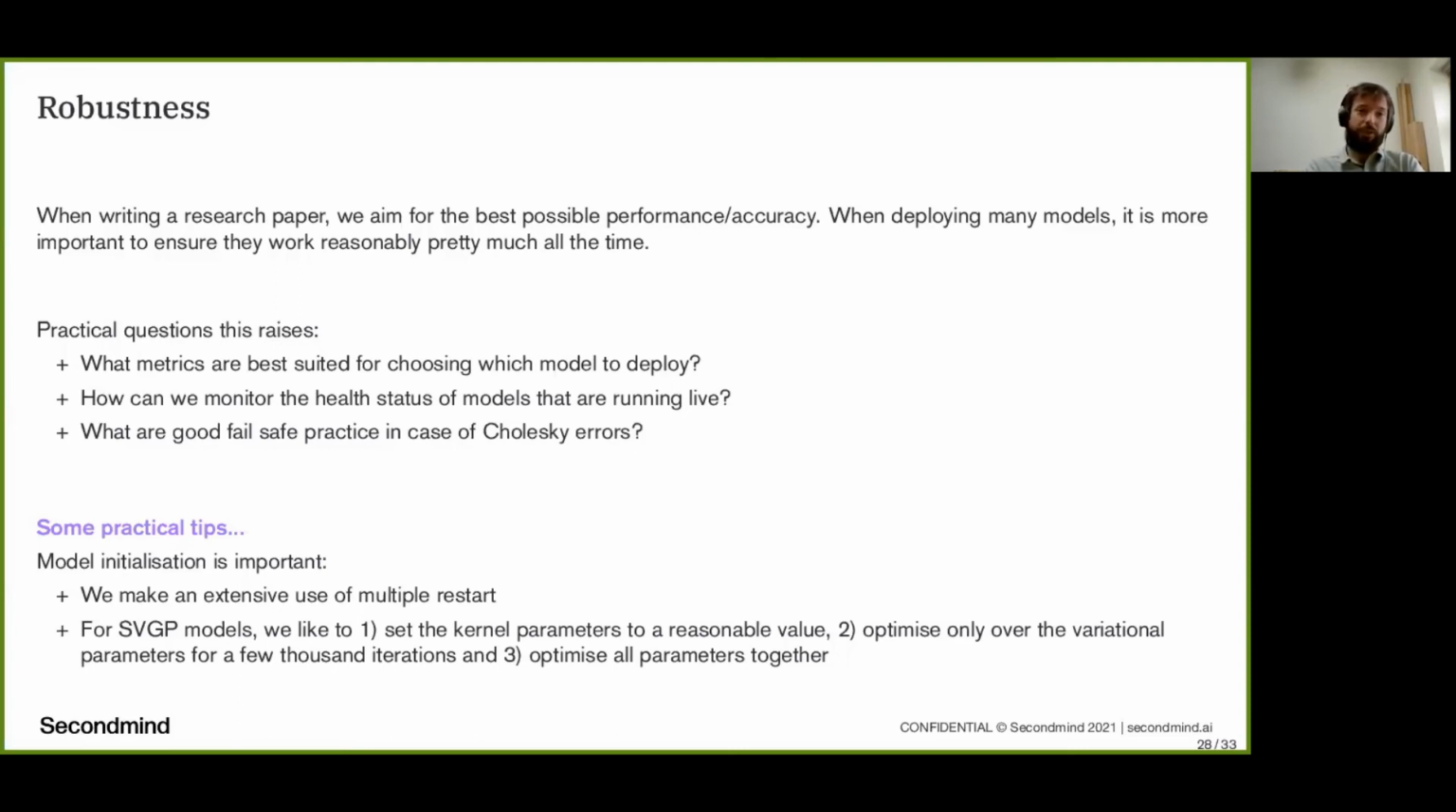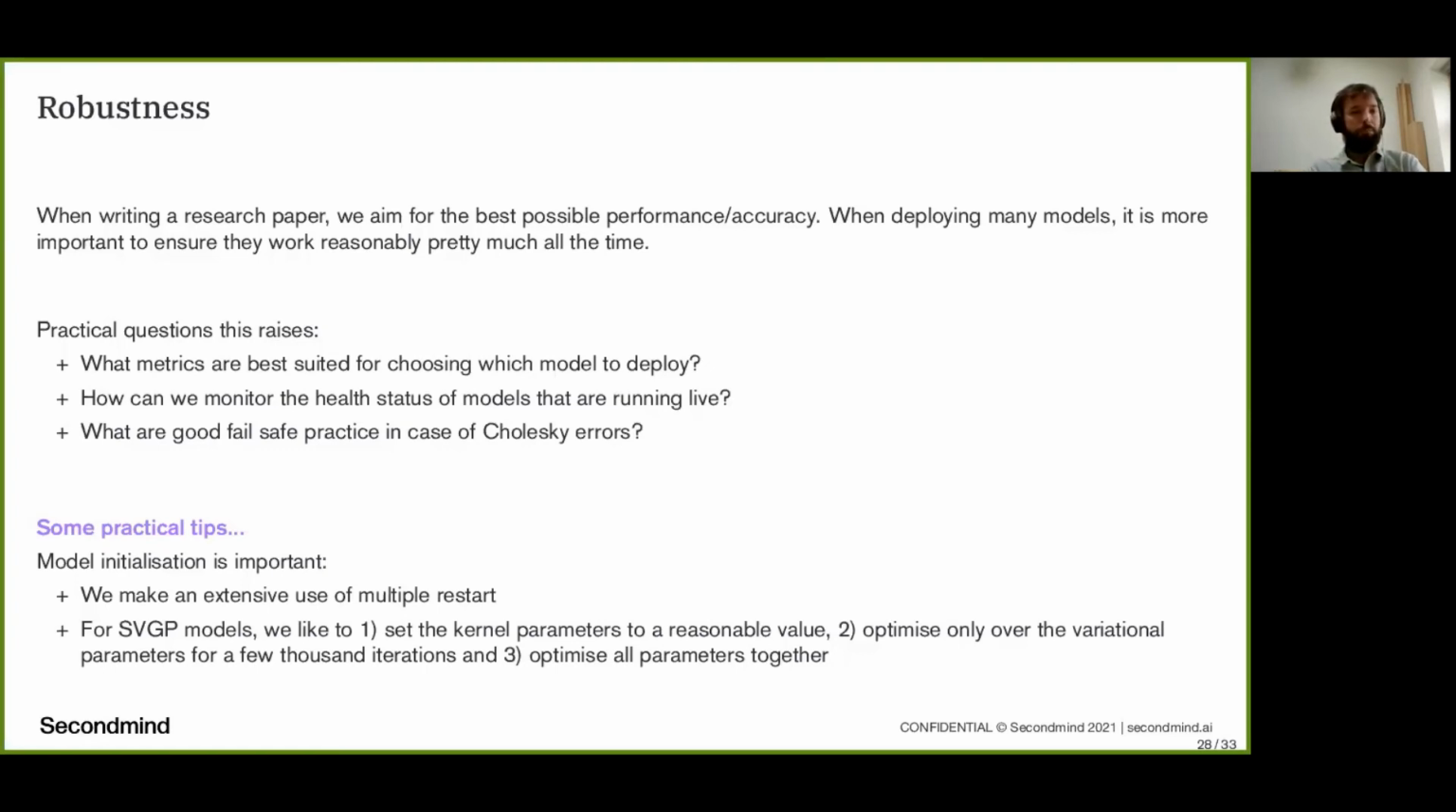So the practical questions are: what are the metrics that are best suited for picking the right models? How can we measure the robustness of a method? How can we monitor the health status of models that are running? And the last one that is very practical too is: what are good fail-safe practices in case you have key errors?